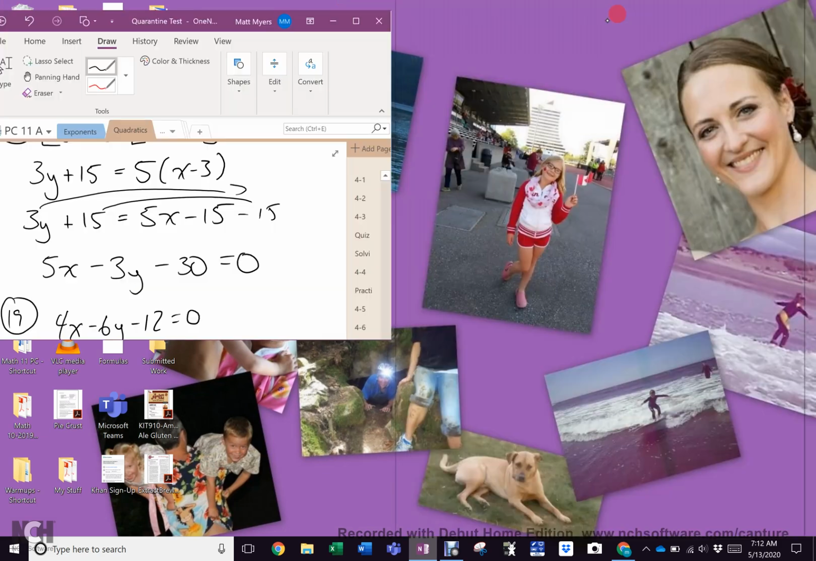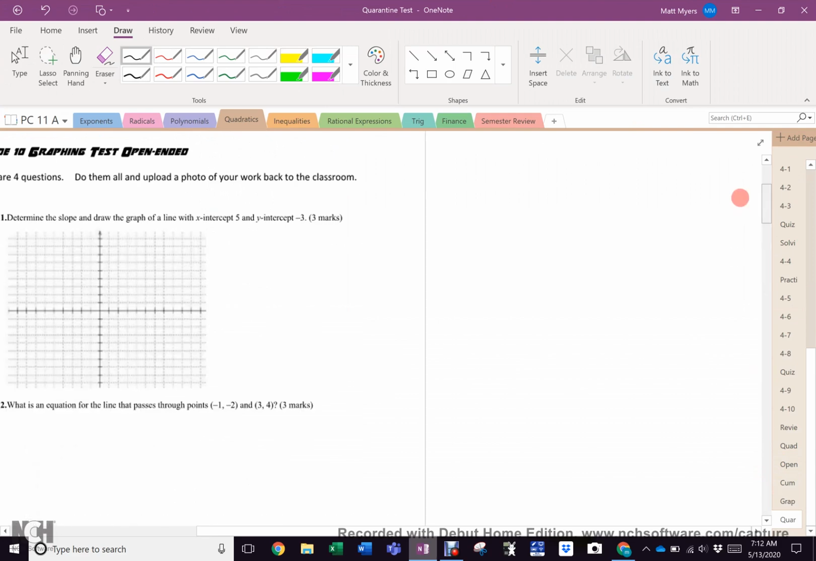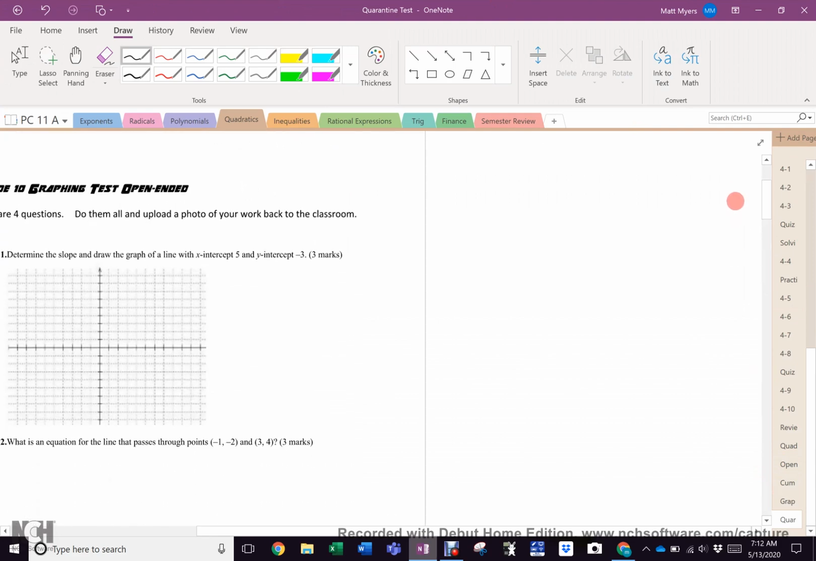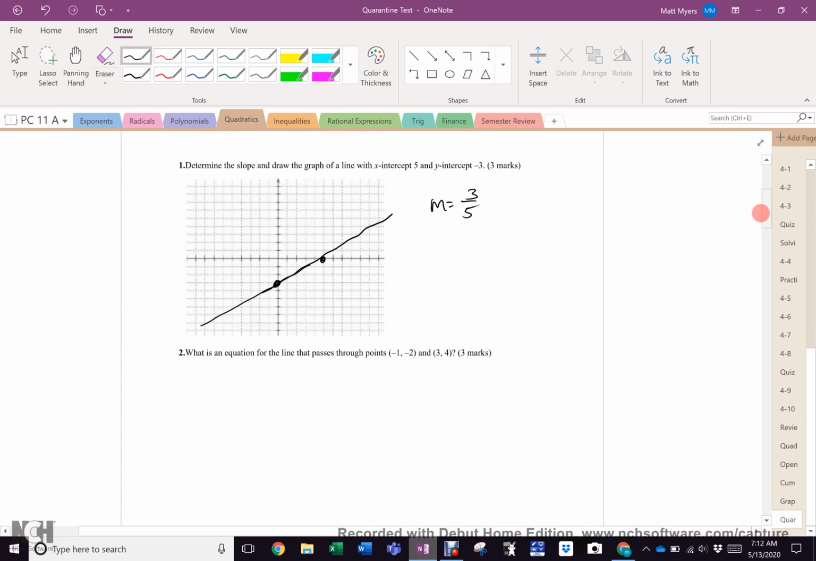And then, obviously, you need to see the open-ended, which I have right here. Determine the slope and draw the graph of the line. Well, the x-intercept is 5: 1, 2, 3, 4, 5. The y-intercept is negative 3. So the slope is 3/5. And almost nobody actually drew the graph of the line, but I gave full credit anyway, because I'm in a good mood.